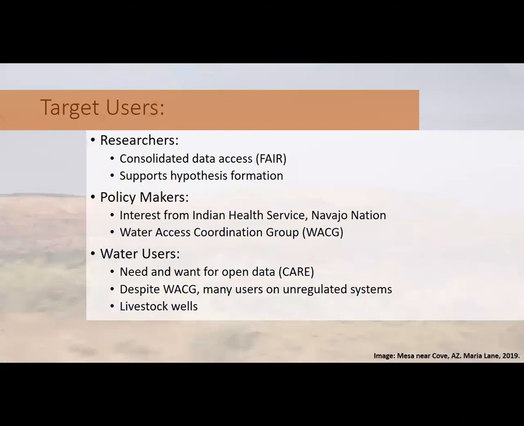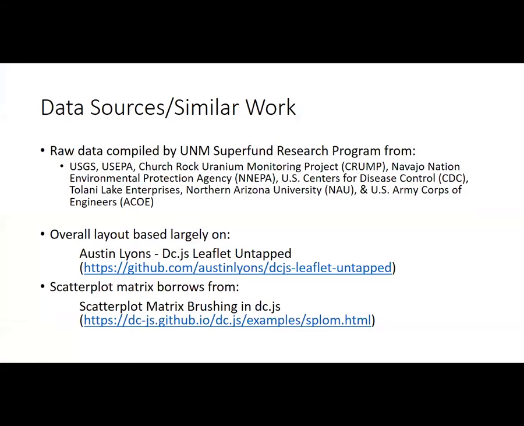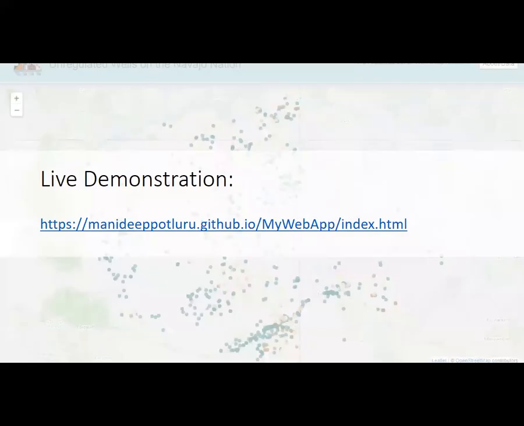We have three groups of target users in mind while developing this app: researchers, policymakers, and individual water users, all of whom have a vested interest in understanding the presence and degree of water contamination. The data used in this app are compiled from multiple federal, tribal, and institutional public sources and have been harmonized into a usable format for visualization and analysis. We also relied extensively on open source examples from the web for implementation.